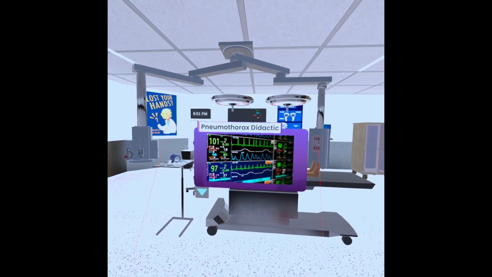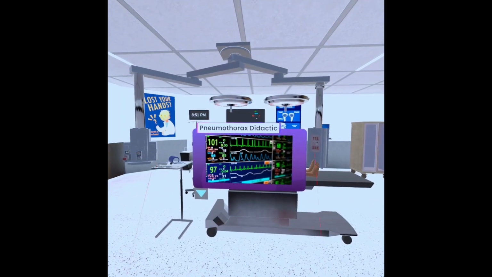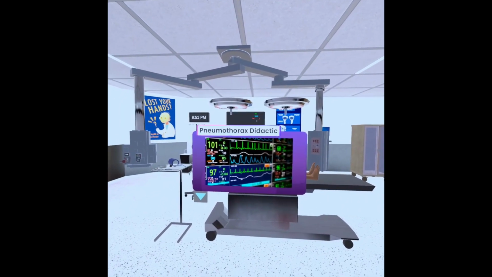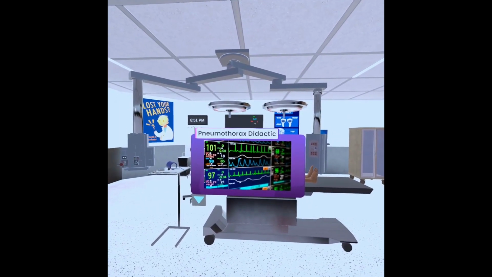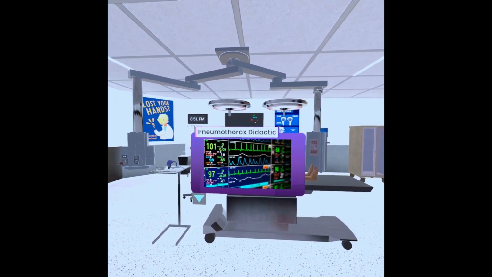tachypneic and tachycardic. We monitor the blood pressure because if the patient is in shock, this is concerning for tension pneumothorax, and we have a real emergency here where we need to emergently treat the patient. No time for chest X-ray.